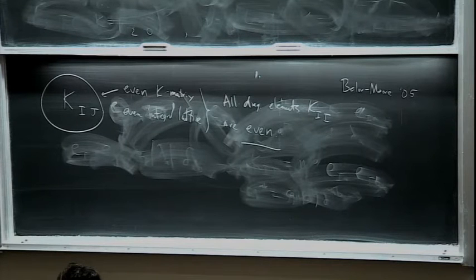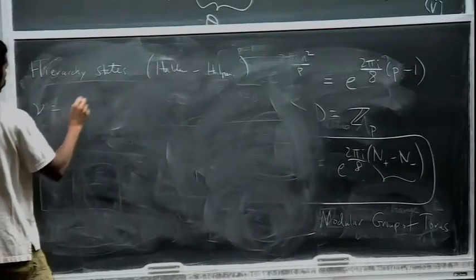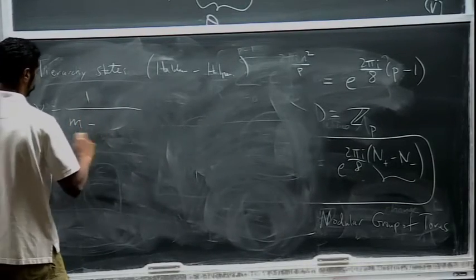So I just want to then, very briefly, write down that there are K matrices for quantum Hall states. So, for instance, I wrote down the Laughlin state. There are what are called the hierarchy states, or Haldane-Halperin hierarchy states, whose filling fraction is a continued fraction.